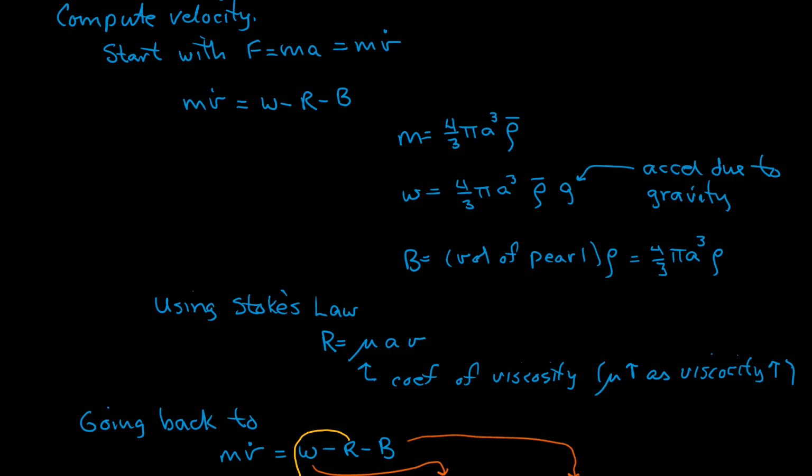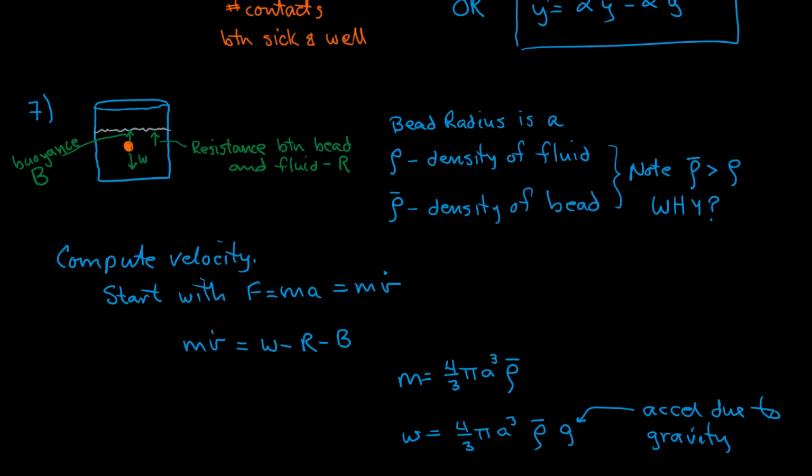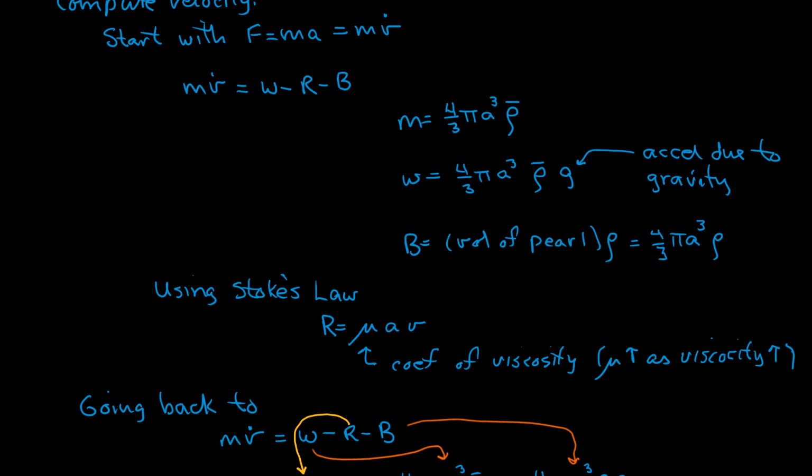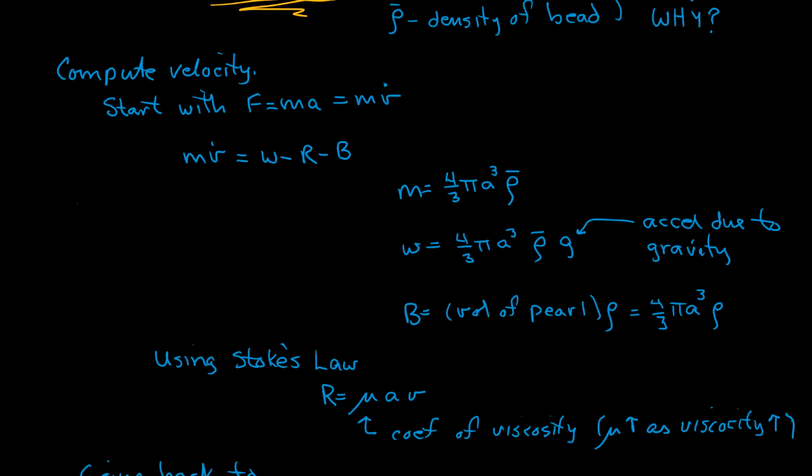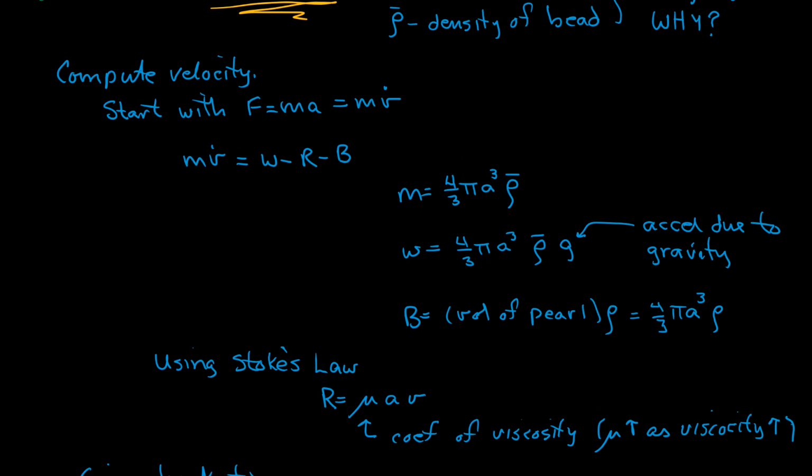Okay, so we can now use Stokes' law, which says that R, what's R again? Oh yeah, R is the resistance that's measured between the bead and the fluid. So Stokes' law says that the resistance is going to be a coefficient of viscosity, or mu, times A, which is the radius of the bead, times V, which is the velocity. Remember, as you move faster, there's more resistance.